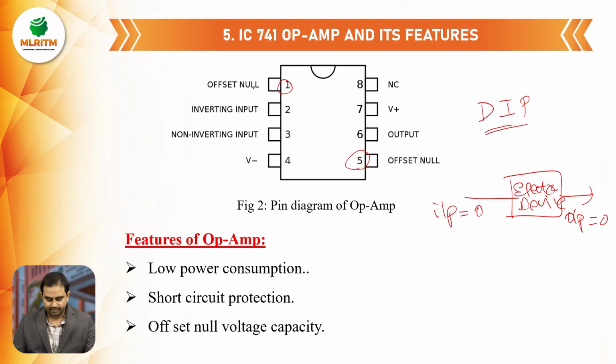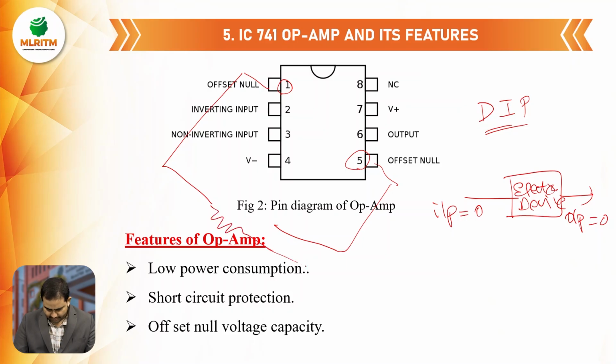Null means 0, right? So first of all, we have to measure what the offset value is. Okay, we have measured and we got some value. Now we have to adjust a potentiometer in such a way that the offset value will become 0. So we will connect.